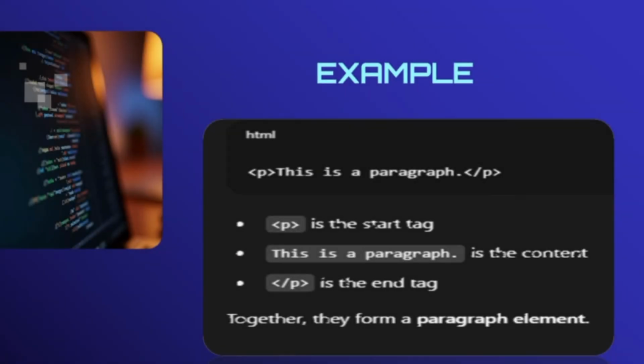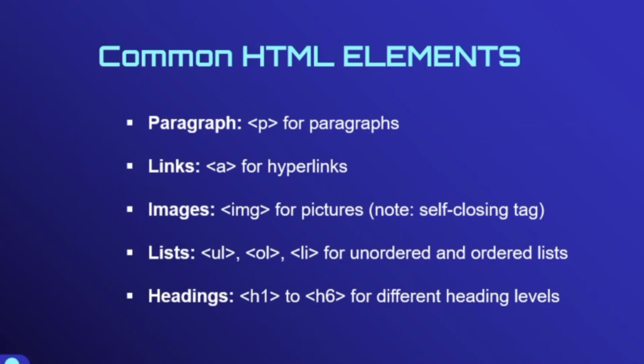So, simply put, an HTML element is made up of the opening tag and the closing tag of a particular HTML tag. So on my screen here, we can see the paragraph tag. The paragraph tag has a starting point, and we have "this is a paragraph," which is the content, and we have the closing tag of the paragraph tag, which is the end tag. So together they form a paragraph element. This is common to other HTML elements, which we are going to be seeing in the next slide.